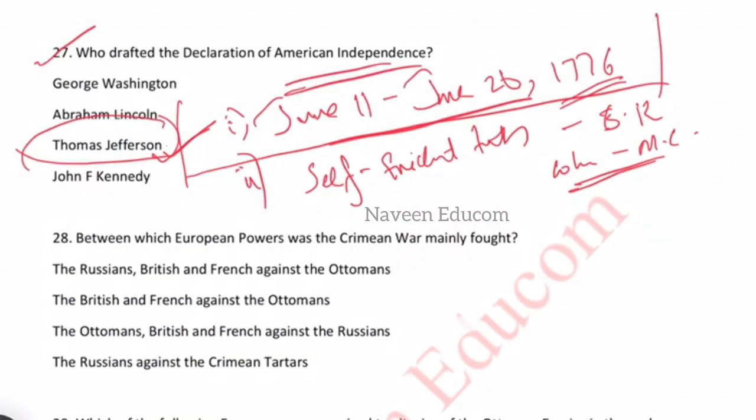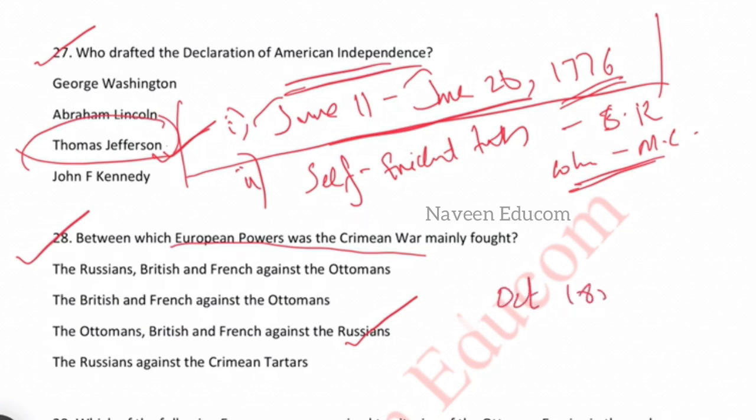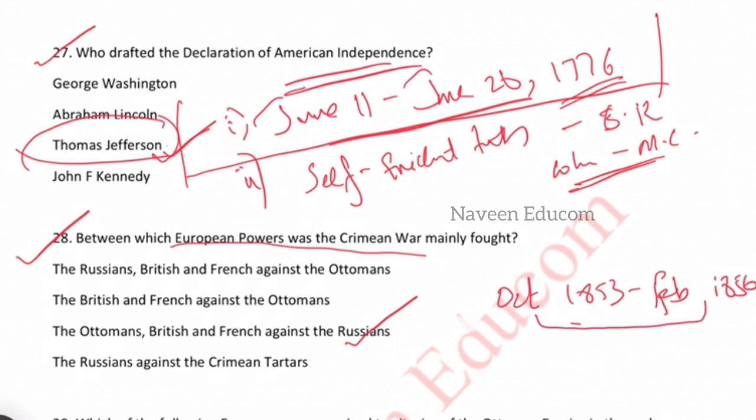Coming to the next question, question number 28. Between which European powers was the Crimean War mainly fought? The answer is option C, the Ottomans, British and French against the Russians. The Crimean War was fought from October 1853 to February 1856. That's the first point you have to study here.